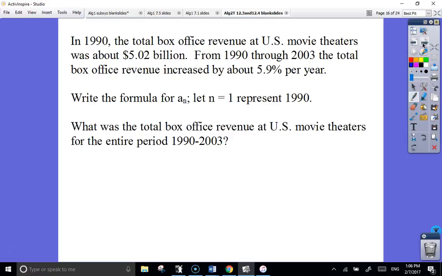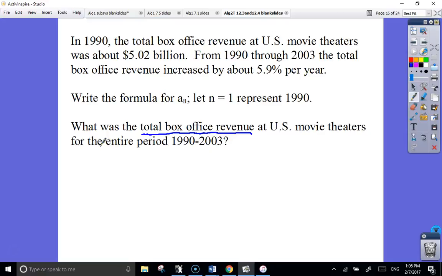So what are they asking us on the second question? Right, and the first one they're telling us find the formula for AN. What are they asking you in the second one? Total box office revenue? Yeah, it's the sum. You got to add them up. Right, that's what they're asking for. So the AN, we need to know the first term and the R.